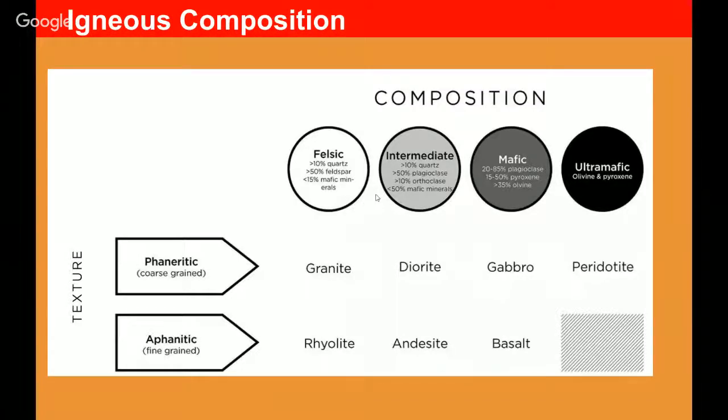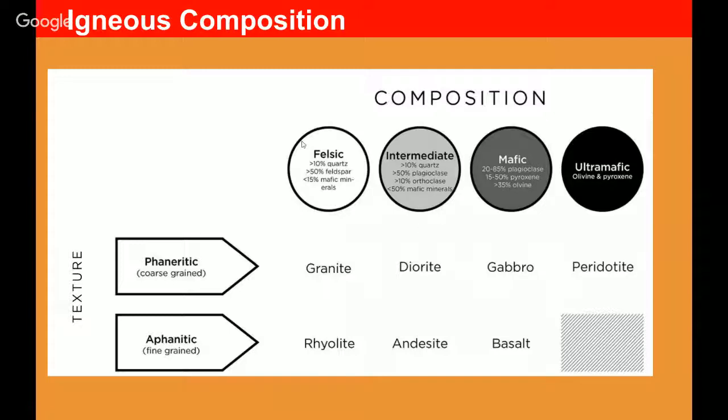As we mentioned in previous videos, geologists classify igneous rocks based on both the texture, or the size of the individual crystals, and the composition, which is what the igneous rock is made of. These are the basic compositions and textures as laid out in this chart.